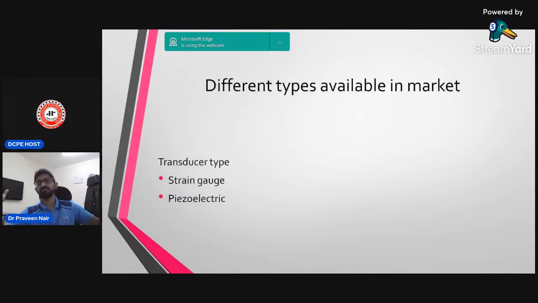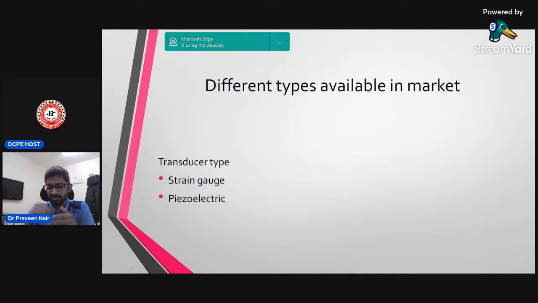So there are different types of force plates available in the market, based on the transducer they use. A transducer is a material which converts one form of energy into another. For a force plate, it is a transducer which converts mechanical energy into electrical energy, which can be read through software, and based on that we calculate certain parameters.